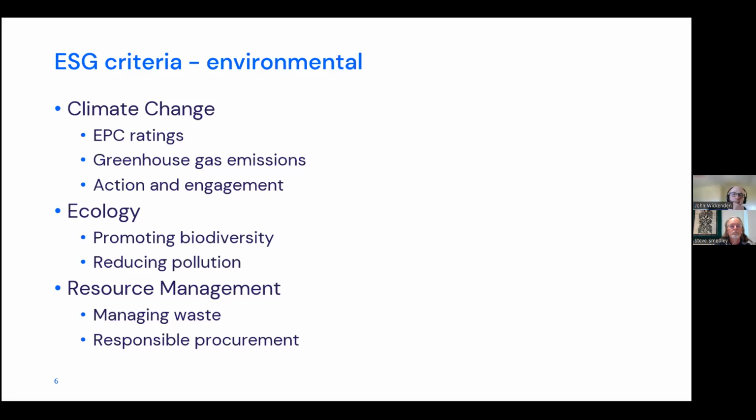There's a couple of questions in there on ecology. So that's just looking at promoting biodiversity. So things like what sort of green spaces do you have as part of your estate, and also looking at how you reduce pollution.